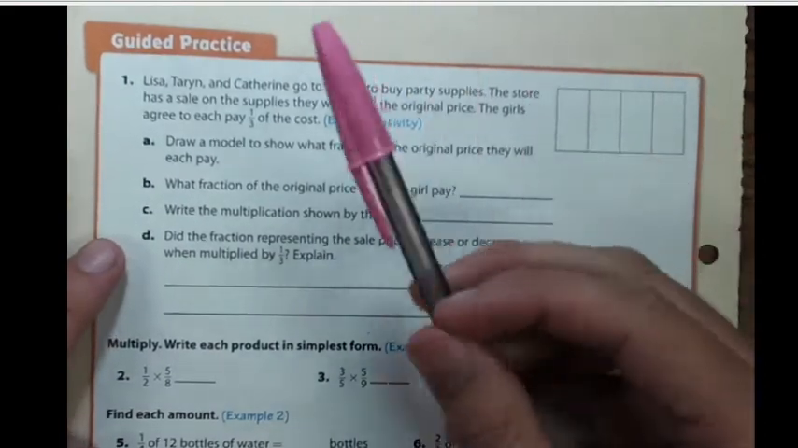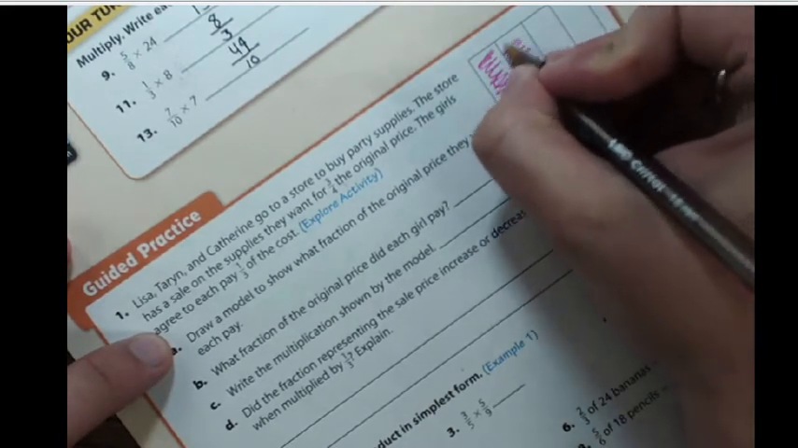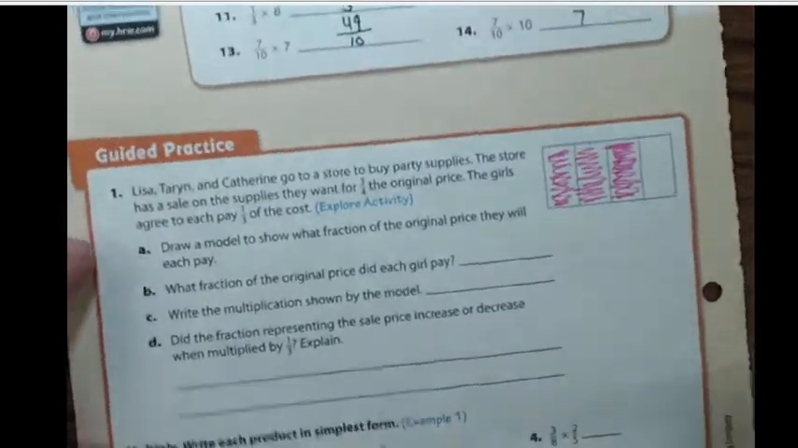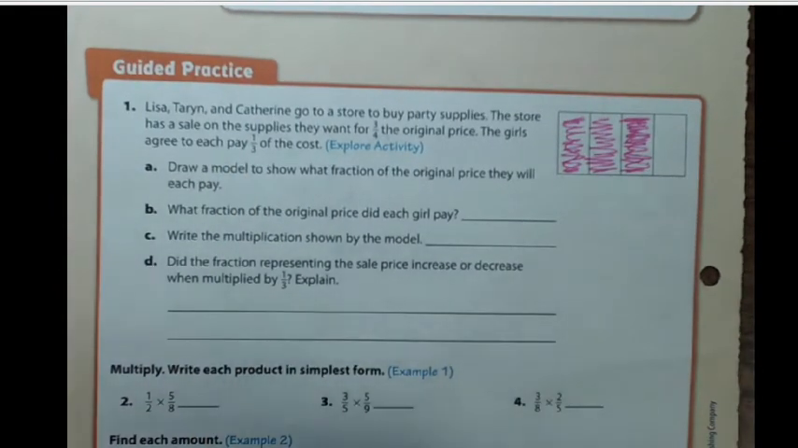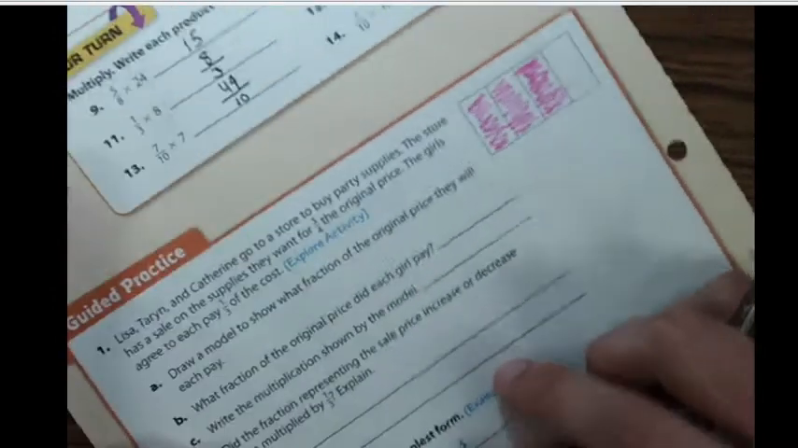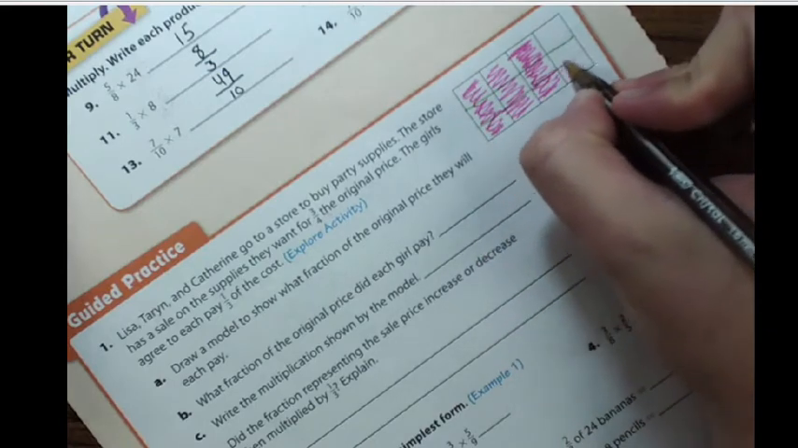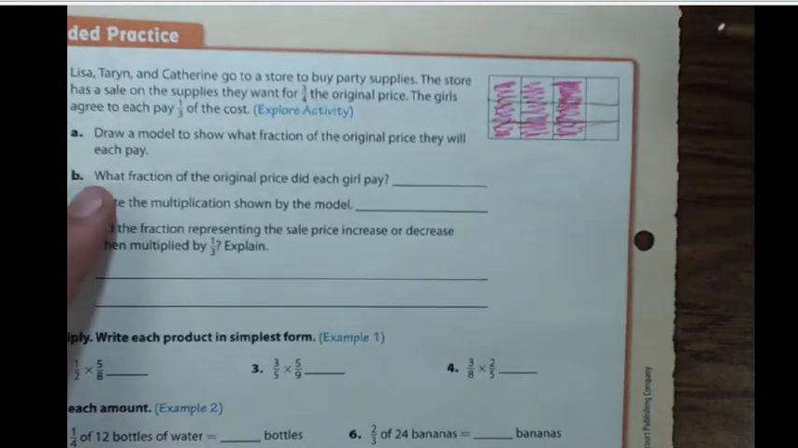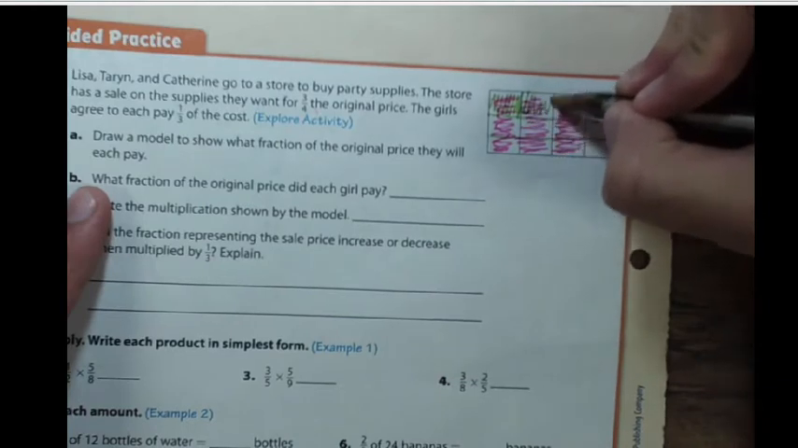So what I'm going to do is take this lovely pink pen, and I'm going to color in 3/4 of our picture. So that's the first part. And then after that, it says that the girls agree to each pay 1/3 of the cost. So I'm going to break our 3/4 up into thirds. I'm going to draw a line horizontally across, and now we've taken each of their sections and broken it up into thirds. So if each girl wants to pay 1/3, I'm going to shade in 1/3 of those sections.